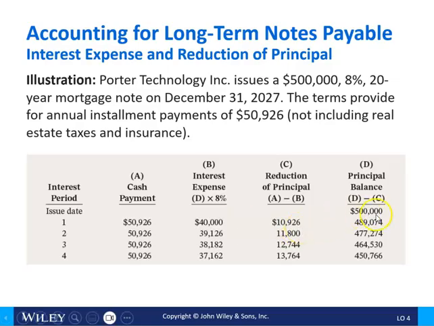$10,926. So then we take the $500,000 minus that $10,926, and our new principal balance is $489,074. The next year, when we make that $50,926 payment, only $39,126 is going to go to interest because it's a lower balance in the principal times the same interest rate, 8%. We get a lower amount there. More is going to go towards the reduction of principal, and we have a new principal balance, and that continues.